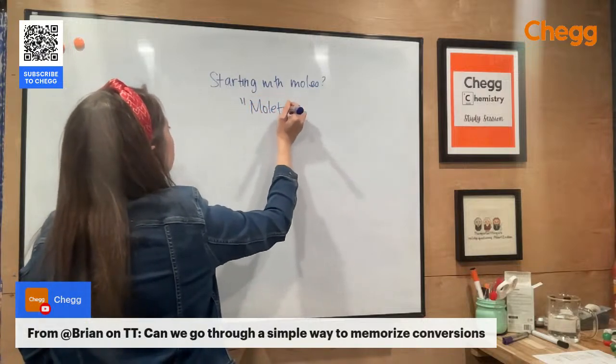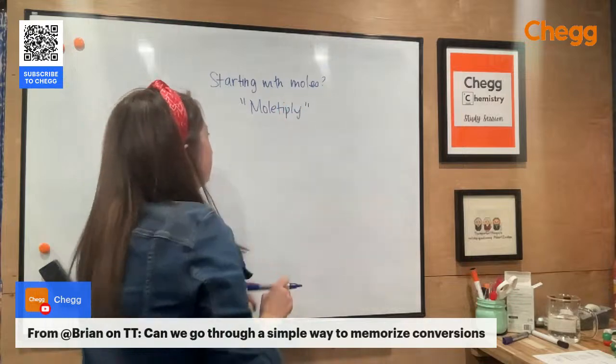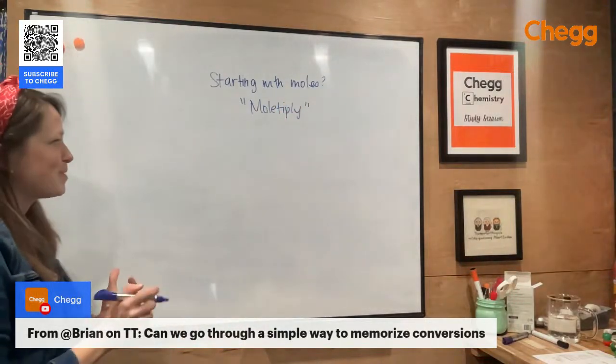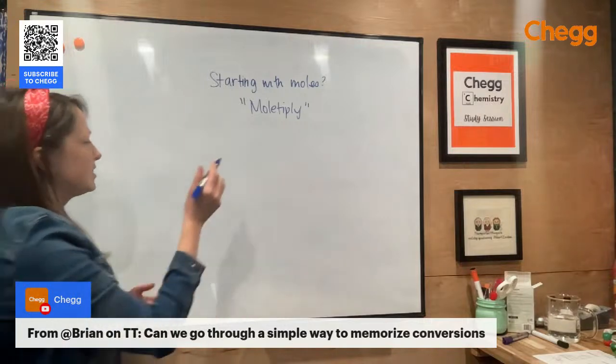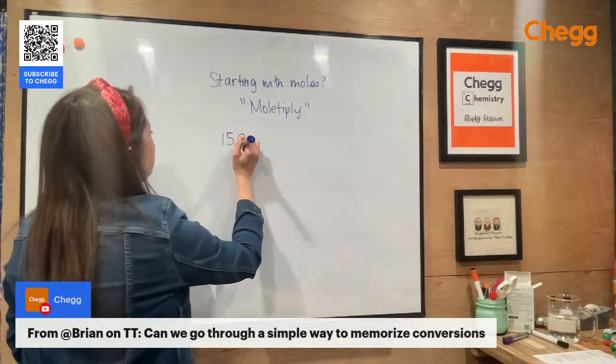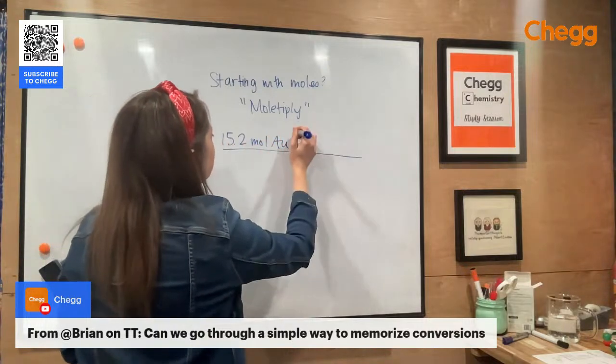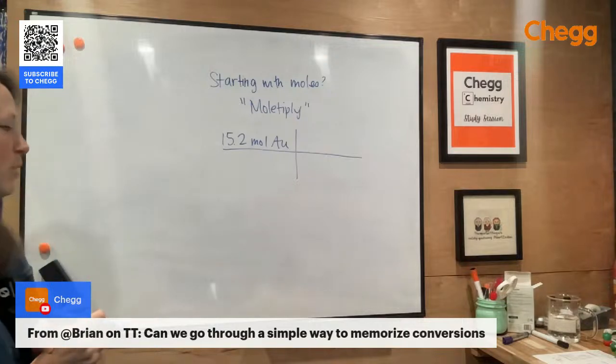Okay, so really cheesy, but I'm all about mnemonic devices and things like that to try to keep things simple. So if we're starting with moles, let's say I have 15.2 moles of gold. It's a good day if I have that many moles of gold. And I want to figure out how many grams that's equal to.